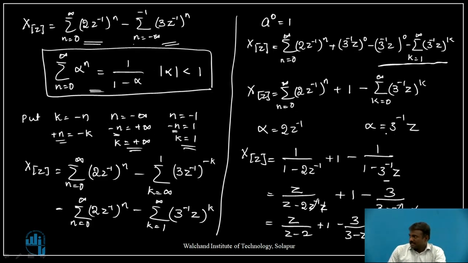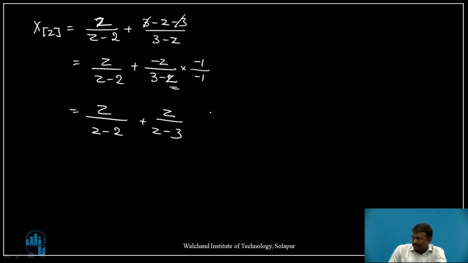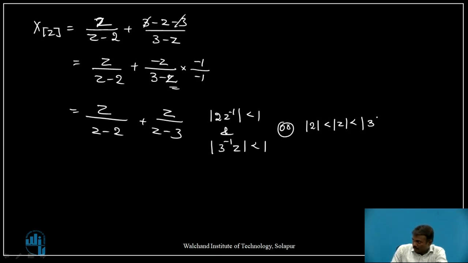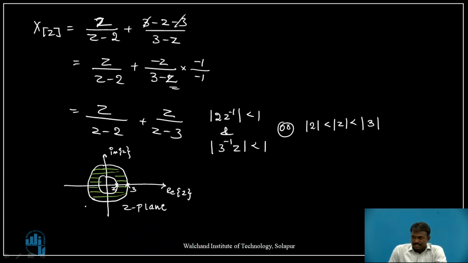And this X of z is valid if mod of 2z inverse is less than 1 and mod of 3 inverse z is less than 1 here. So this can be further written as mod z is between 2 and 3. Now let us plot the region of convergence on the z plane here. So region of convergence is as shown in the z plane. The shaded part represents the region of convergence, and this region of convergence is between the two circles of radius 2 and radius 3.